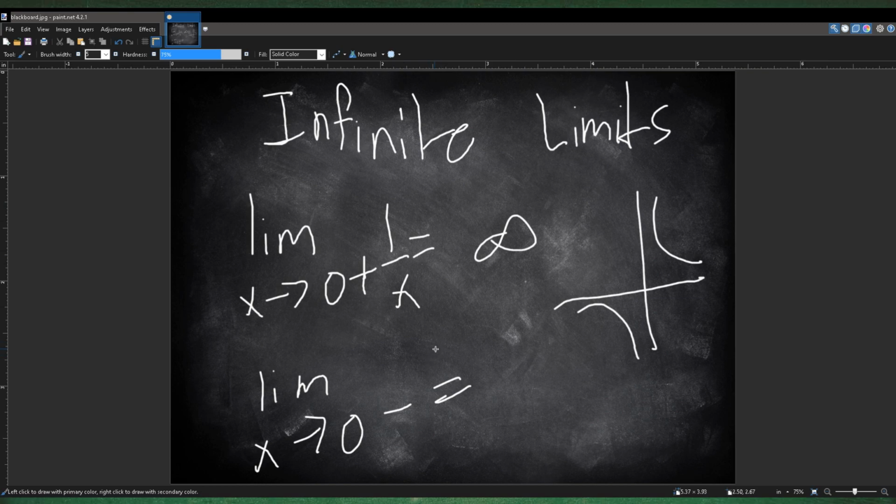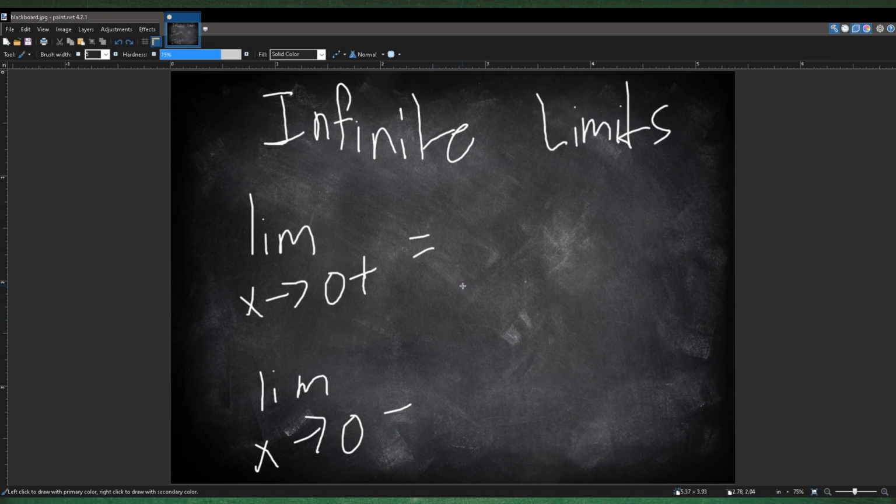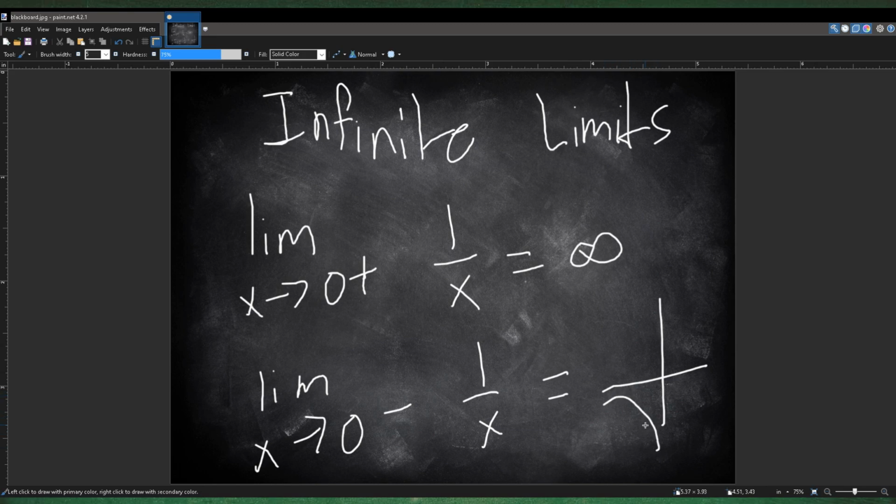So 1 over x. I forgot about that. Let me erase that. 1 over x and 1 over x, this will approach infinity. And from this side, from the left, right here, as it approaches 0 from the left, it goes to negative infinity, right? So it goes down. So we have negative infinity.